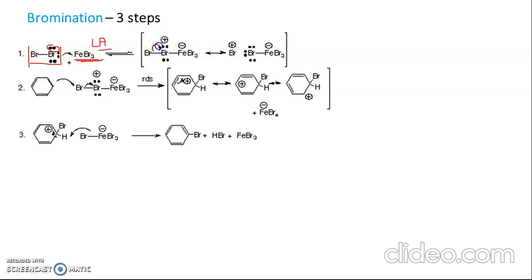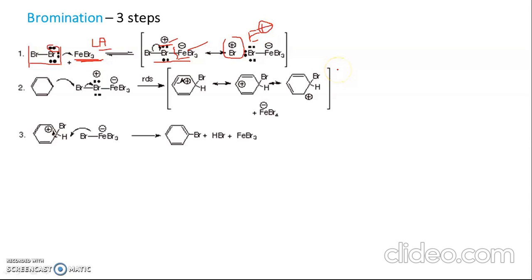So there will be some positive charge generation because iron will withdraw electron density, because it has some electron deficiency. That is why it is a Lewis acid. So now there is some polarity generation. We can see plus and minus. And if you are breaking the bond, now it is a free electrophile, that is Br plus. So that is the generation of electrophile.